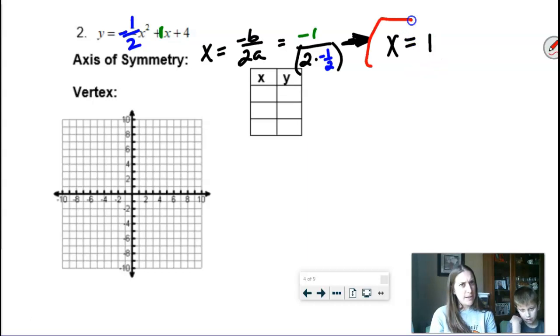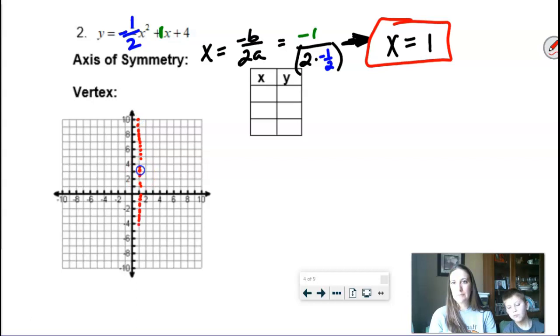Now this is interesting. We got 2 axes of symmetry at x equals 1. It won't always happen that way. So don't think your axis of symmetry is always going to be at 1.